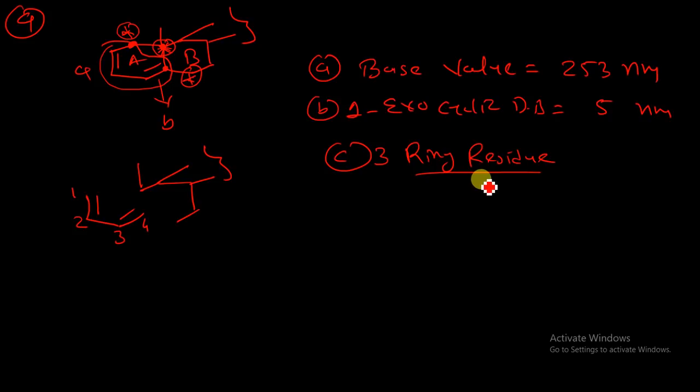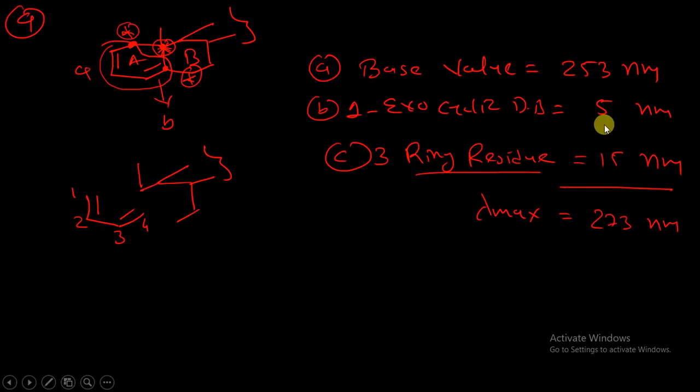So for 1 ring residue I have to add 5 nanometer. For 3 ring residues I have to add 15 nanometer. If I add all this together, I will get lambda maximum equal to 273 nanometer. 15 plus 5 is 20, 20 plus 253 is 273 nanometer. I hope you are getting this point.